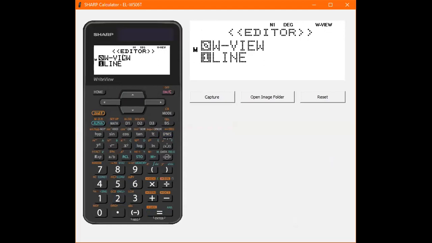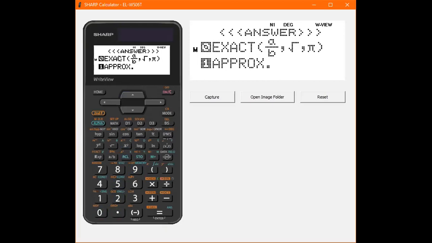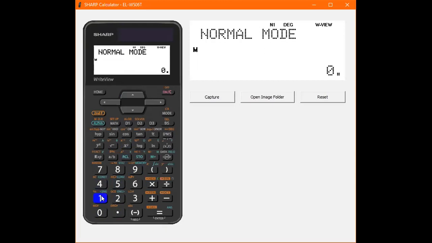Now you have 2 options, right view and line. So look, line is from days gone by when we used to write fractions in the line format. If that makes you happy and you have a nostalgic yearning, then absolutely please press 1. But otherwise, just press 0 for right view. And what we're going to do is, instead of using the exact, which is the answers that we have been getting so far with the fraction and the surds, we're just going to ask for an approximate answer.